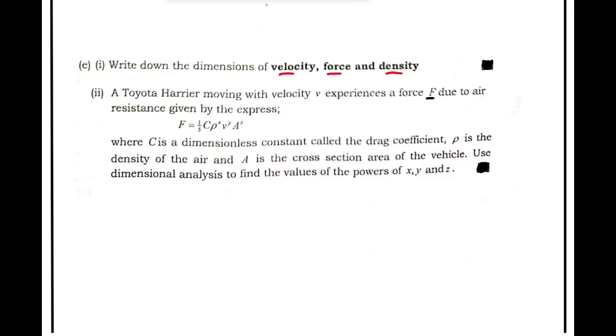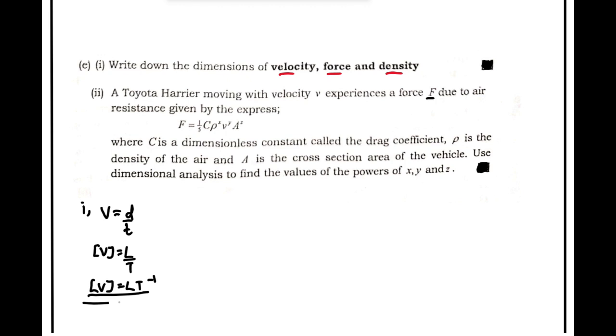So let's answer our first question here, which is write down the dimensions of velocity, force, and density. Let's begin with velocity. Number one, velocity is equal to displacement over time taken. Now, the dimensions of velocity: displacement is a length and time is T. Therefore, the dimensions of velocity are LT^-1.